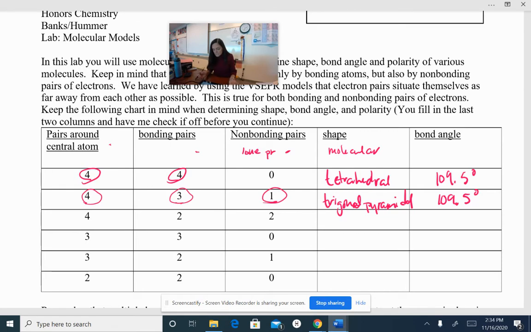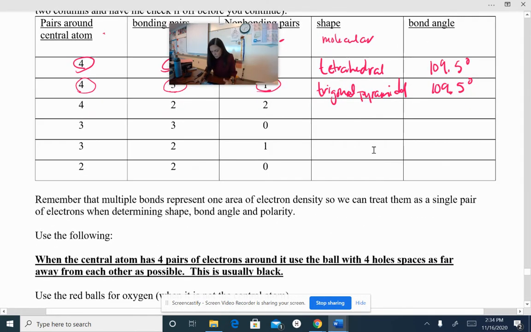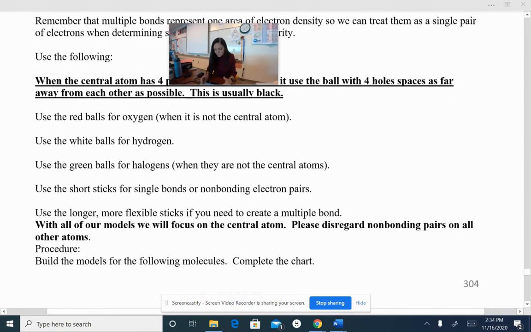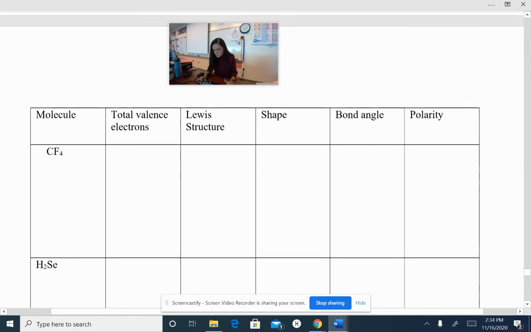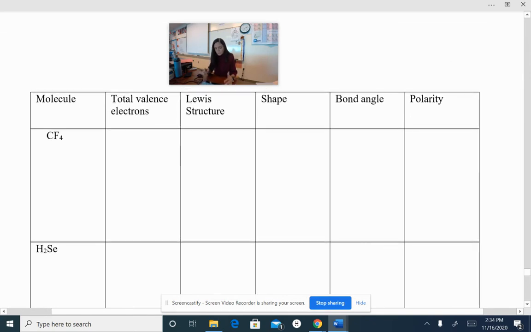Okay, once this table is filled in, then we're going to ignore these red balls for oxygen, white balls for hydrogen and stuff, because we are not going to use the Molymod sets. We are going to use this PhET. So the next thing we're going to do is look at these individual molecules, and we are going to figure out the total valence electrons, the Lewis structure.